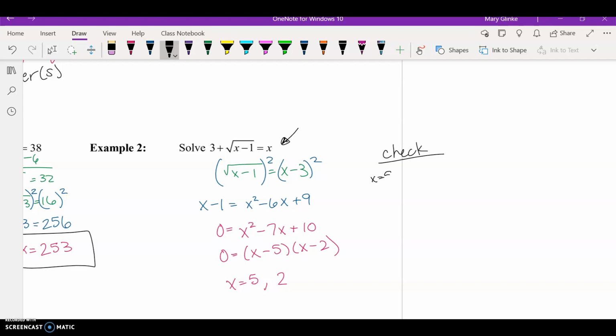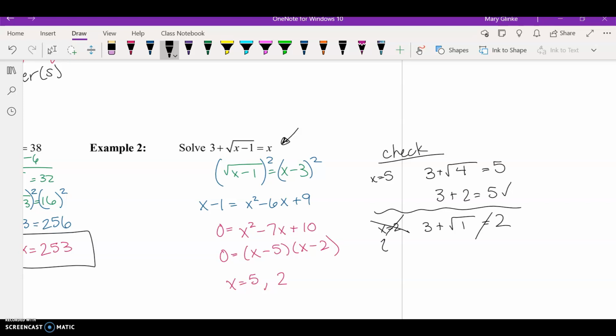So I'm going to start off with x equals 5. We get 3 plus the square root of 5 minus 1, which is 4, equals x, which in this case we're trying 5. So 3 plus 2 equals 5. That one works. So let's check x equals 2. So 3 plus the square root of 2 minus 1, which is 1. That's supposed to equal 2. So we get 3 plus 1 is 4, not 2. So x equals 2 is the extraneous solution.